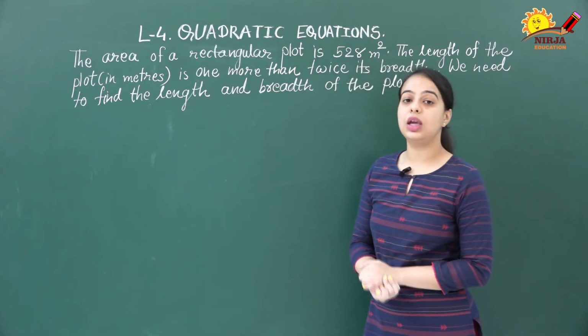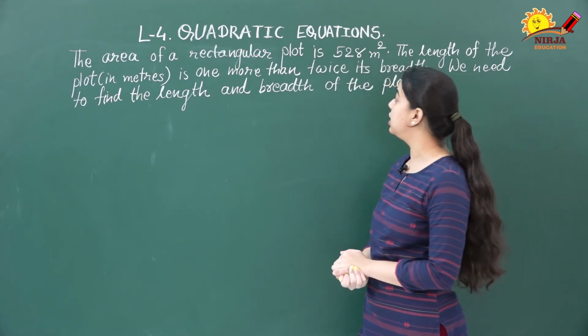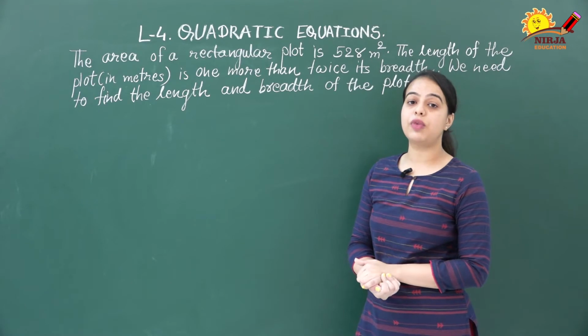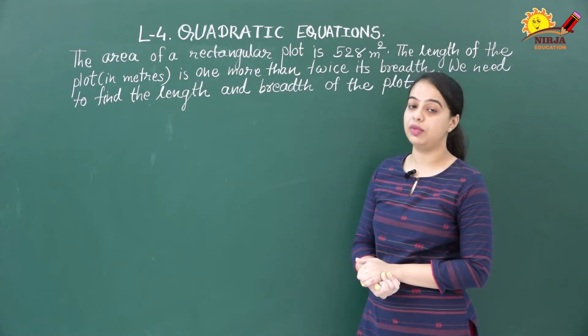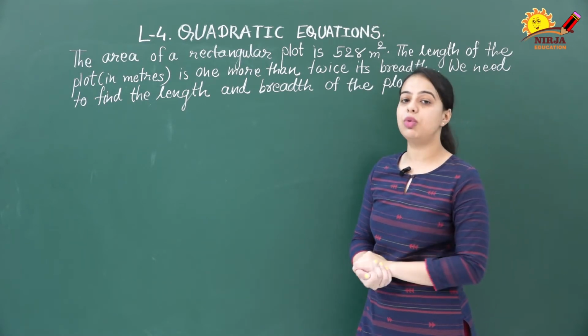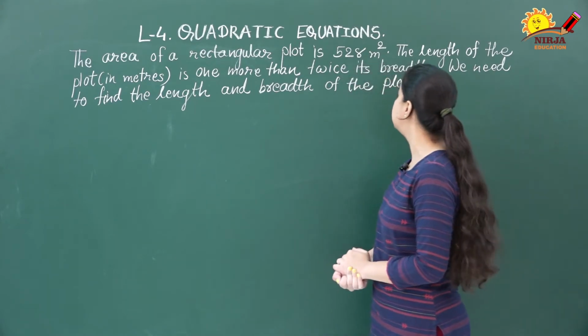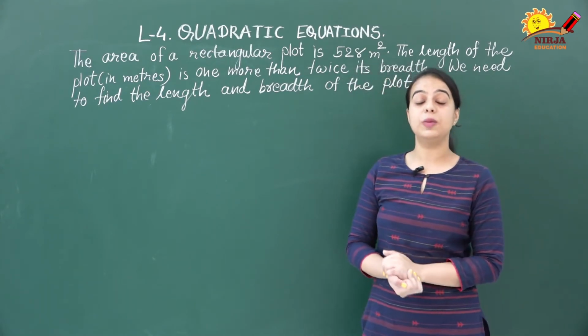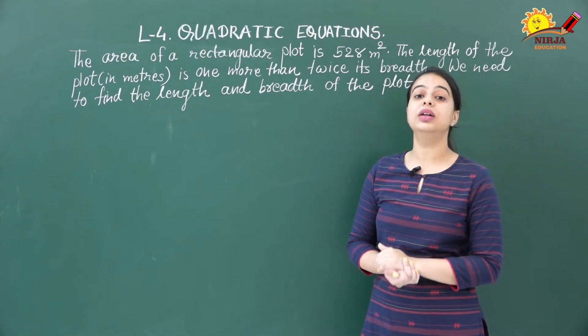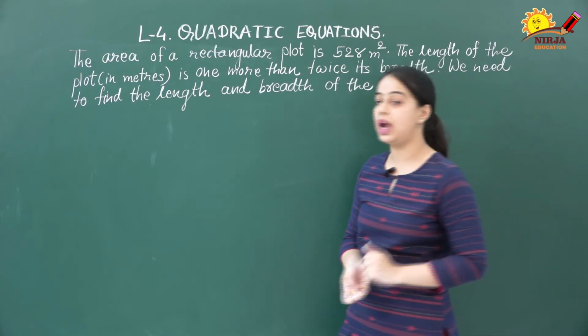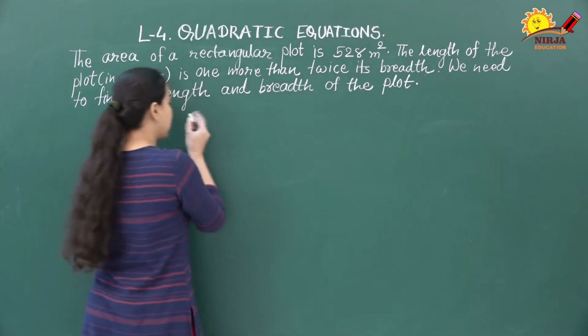As you can see here, only the area of the rectangle is given and they have asked us to find the length as well as the breadth of the given rectangle. But we know one more thing. Here it is given the length of the plot is one more than twice its breadth. So if we know the breadth, we are able to write the length also. So let's assume that the breadth is x.